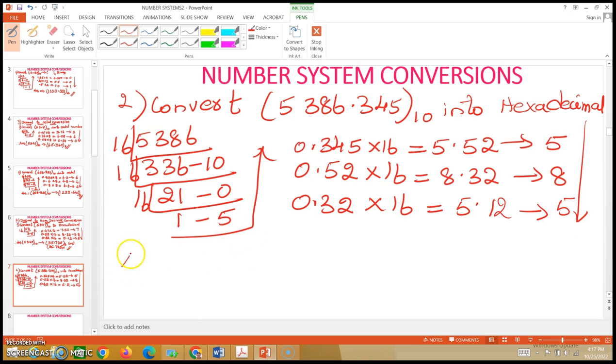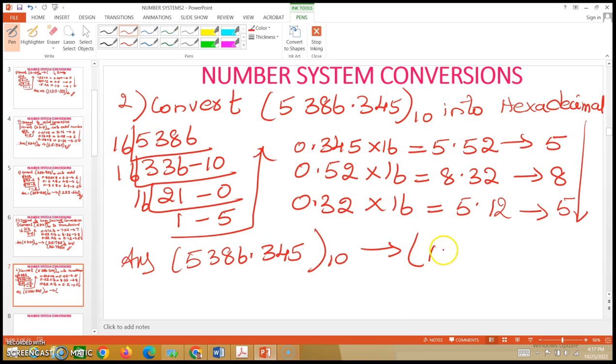So therefore the answer for 5386.345 to the base 10 is 150. Now what is the 10? The value for 10 in hexadecimal is nothing but A. I already discussed this representation of hexadecimal in the previous video. So A50.585 to the base H. So that is about the conversion of decimal to hexadecimal.